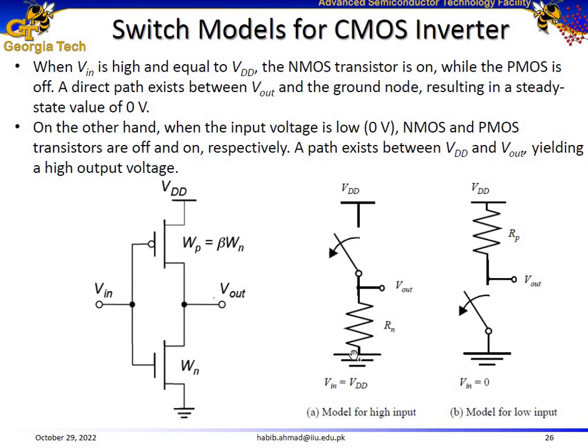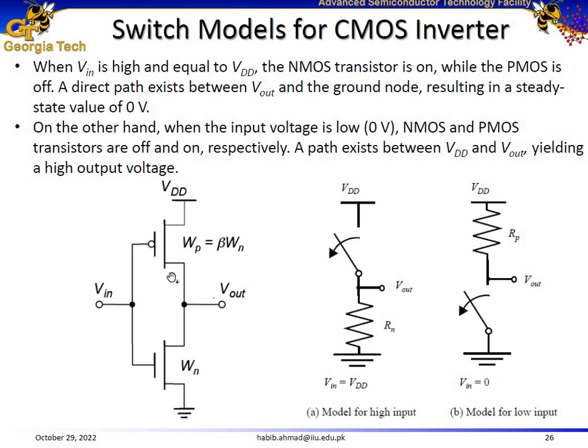Pretty much similar to what we already discussed in the previous slides. For the model for high input, which of these two transistors is going to conduct? Which one of these is going to be on if the input is high? You have to remember this. If the input is high, the NMOS transistor is going to be on. If the input is low, the PMOS transistor is going to be conducting.